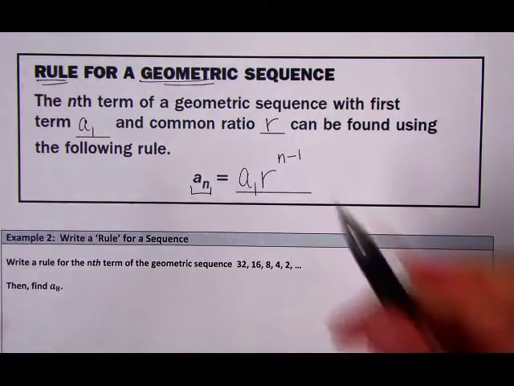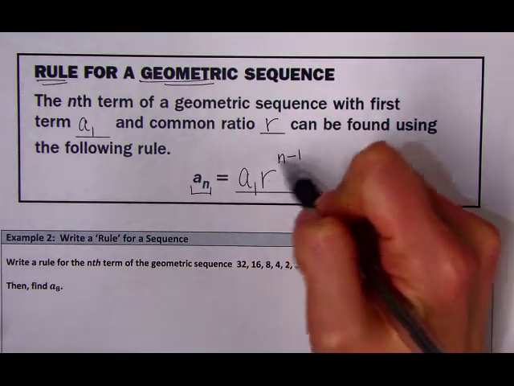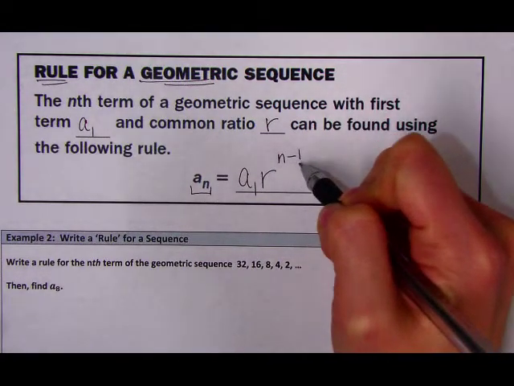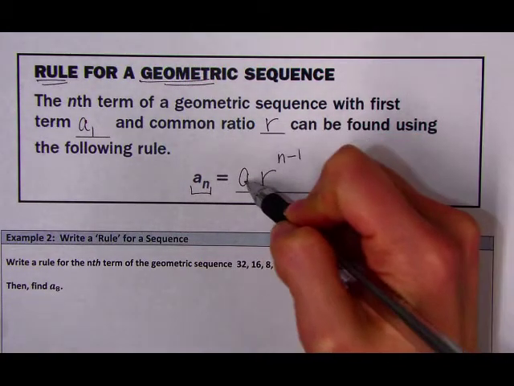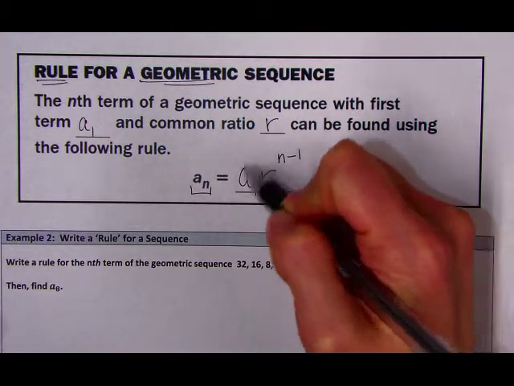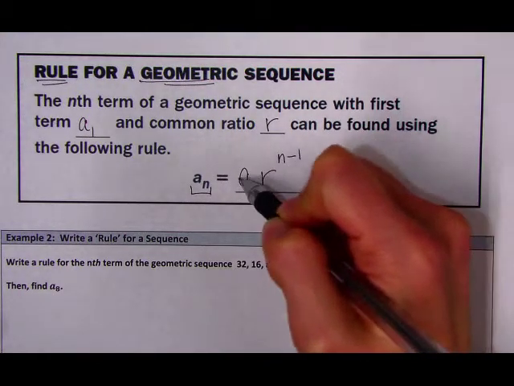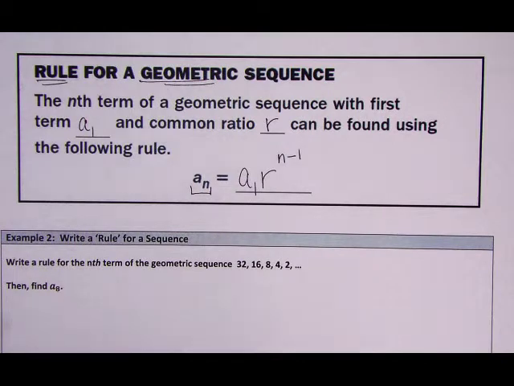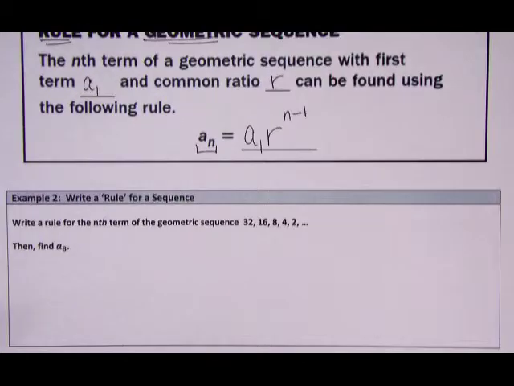We have to be careful here because the r is the only value that's being raised to the n minus 1, not the a. So we can't multiply our value for a sub 1 and r together. These two have to remain two separate values. So let's look at example 2 to see how this will look.